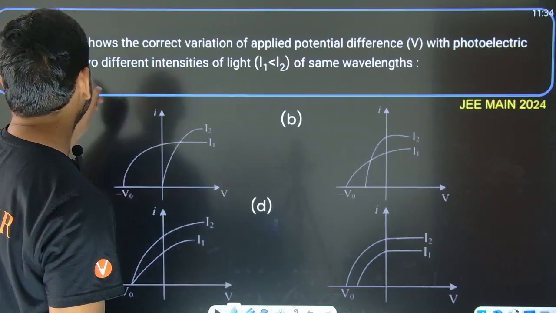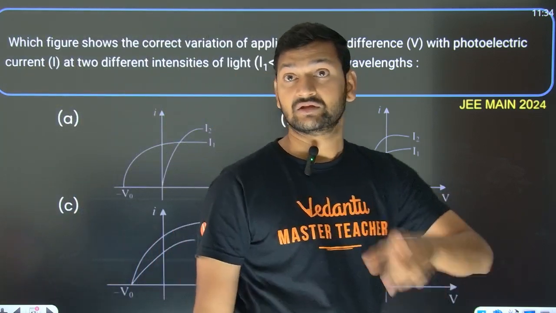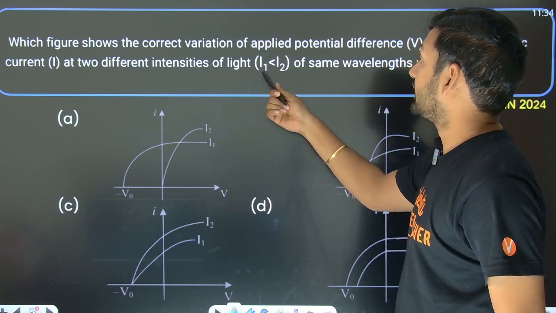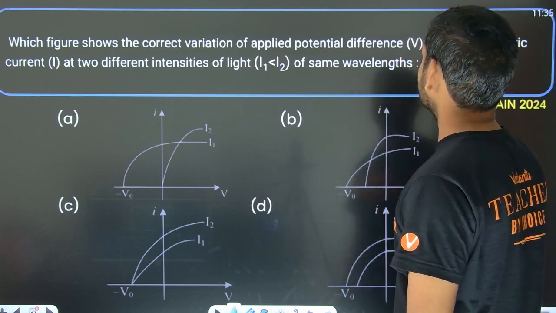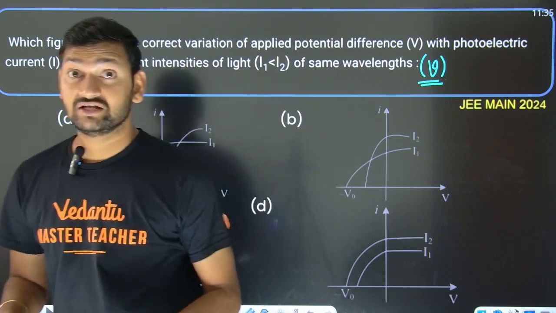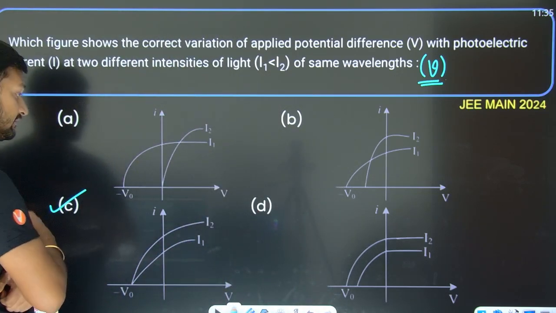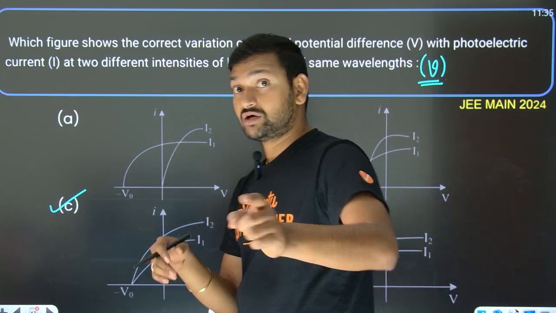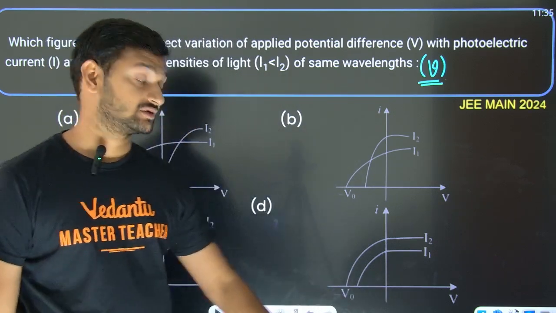Which figure shows the correct variation of applied potential difference V with photoelectric current I at two different intensities of light, I1 less than I2, of the same wavelength? That means they are talking about the same frequency. If they have the same frequency, the stopping potential should be the same. Which graph has the same stopping potential? This is the only graph having the same stopping potential. Done. Because stopping potential doesn't depend on intensity, it depends only on the frequency of light that you have thrown onto the metal surface.